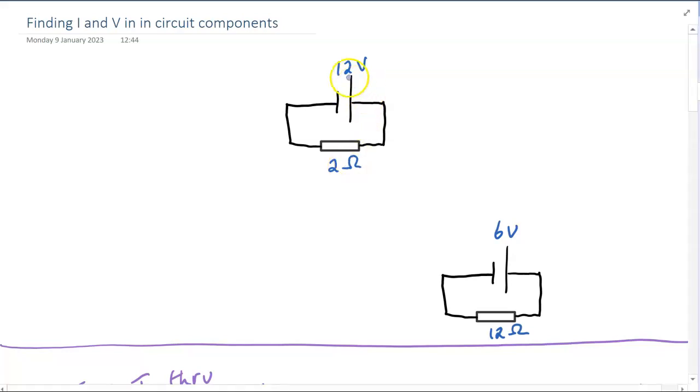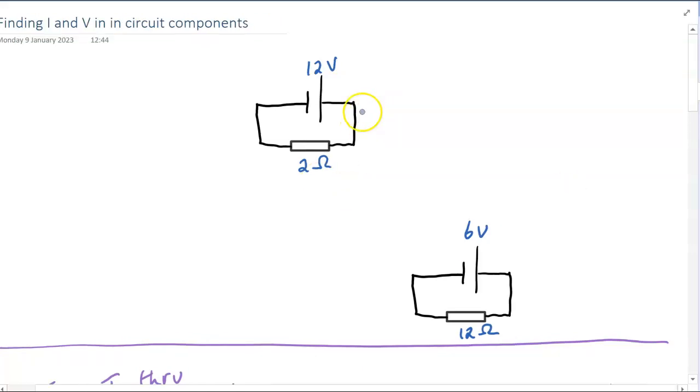So if we look here, we have a battery, a 12 volt battery connected up to a 2 ohm resistor. In this scenario, if you were asked, what's the current that goes through that? You're going to use Ohm's law. You're going to use Ohm's law for all of this. So V is equal to IR is Ohm's law. It's crucial that you remember that. You have the voltage here, you have the resistance.